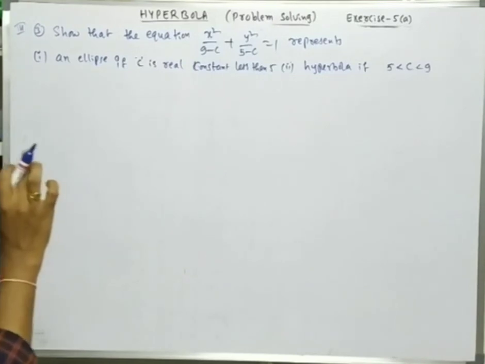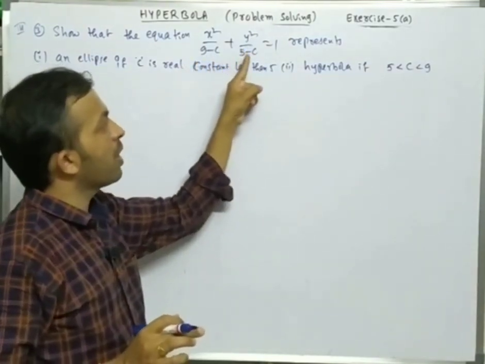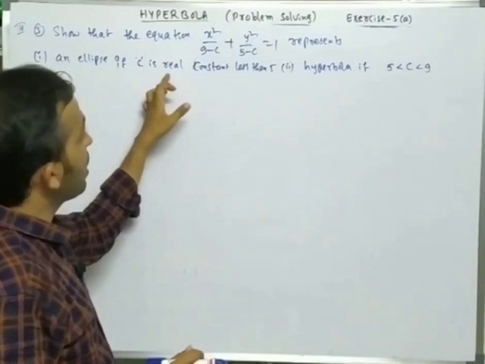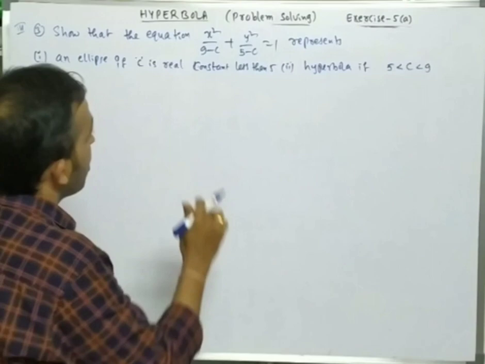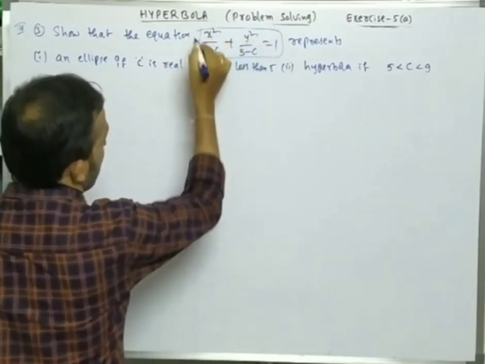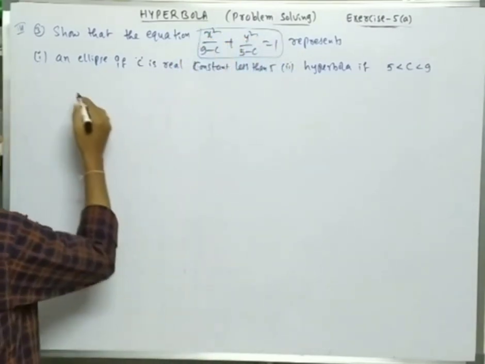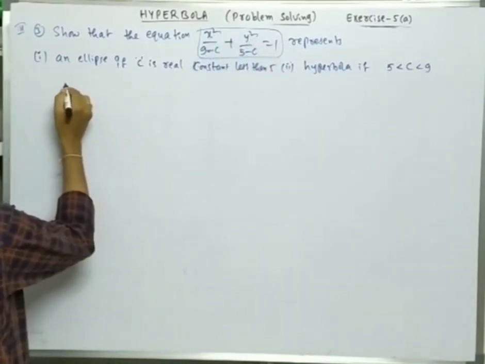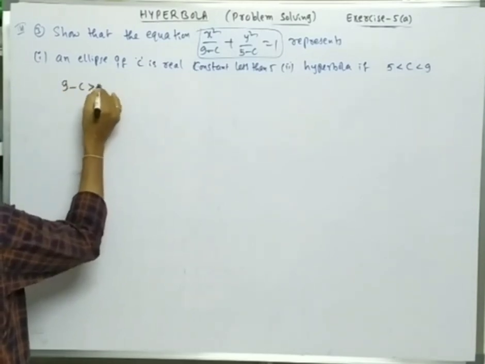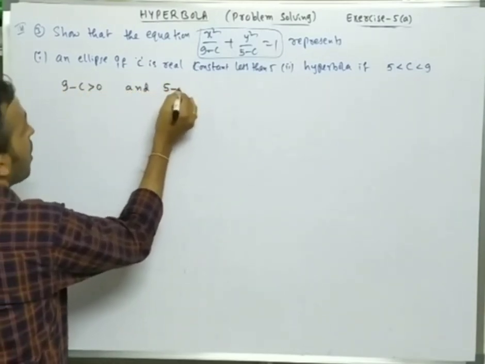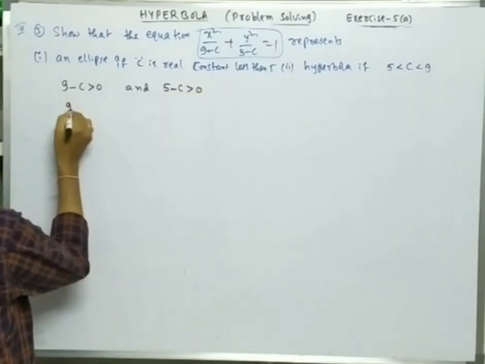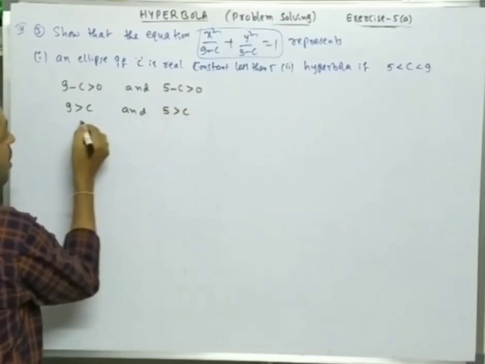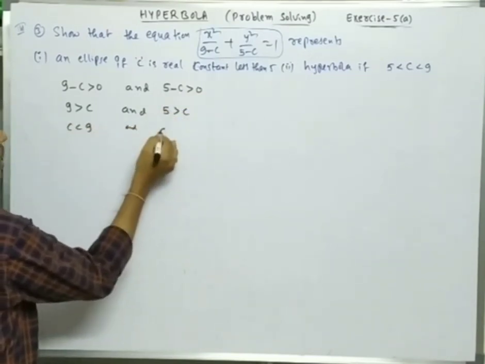Show that the equation x square by 9 minus c plus y square by 5 minus c is equal to 1 represents an ellipse if c is a real constant less than 5. So this is the equation. It represents an ellipse if it is of the form x square by a square plus y square by b square is equal to 1, right? So 9 minus c must be greater than 0 and 5 minus c also greater than 0. This means 9 is greater than c, and bringing the 5 over, 5 is greater than c. So c is less than 9 and c is less than 5.